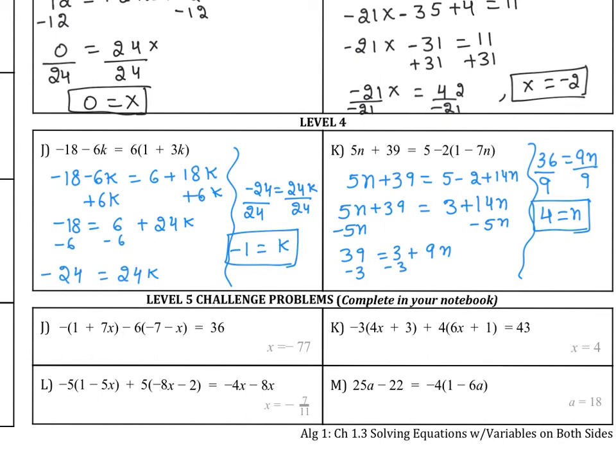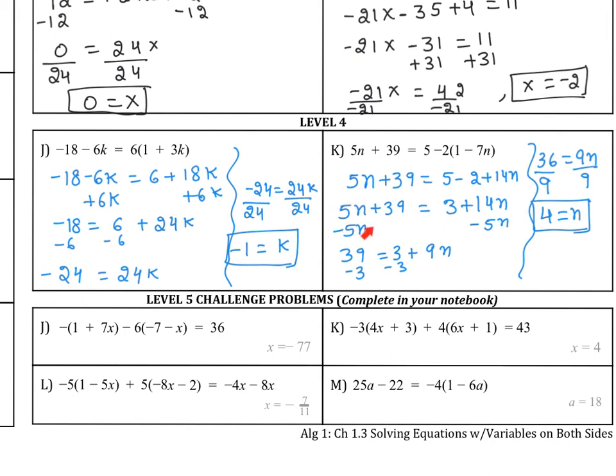Now for letter K, 5n plus 39 equals 5 minus 2 times 1 minus 7n. The negative 2 is multiplied with this bracket, so distribute the negative 2 inside. Negative 2 times 1 is negative 2. Negative 2 times negative 7n is positive 14n. Bring the variables to one side. First, combine the like terms. 5 minus 2 is 3.